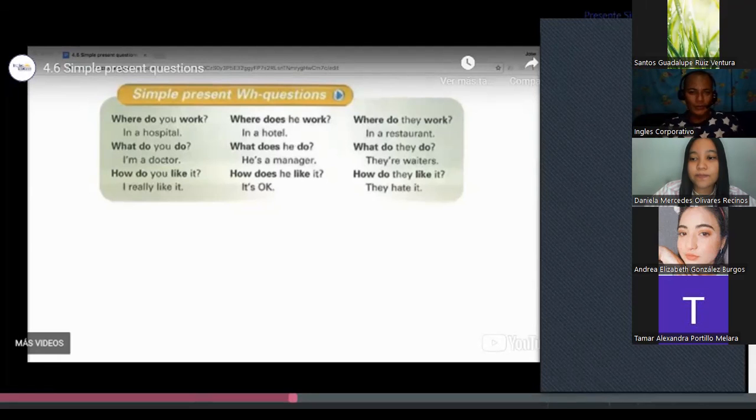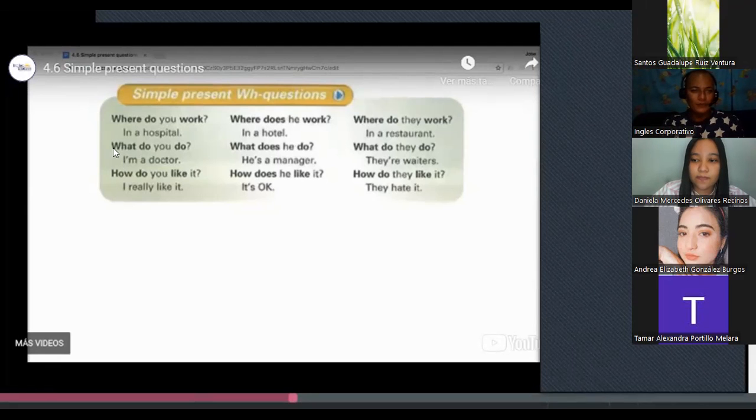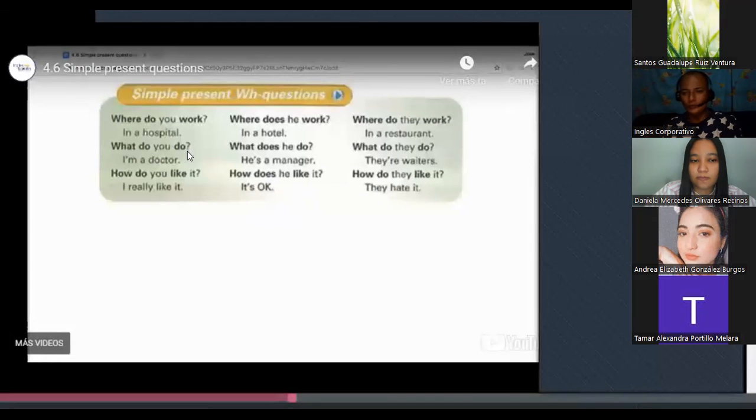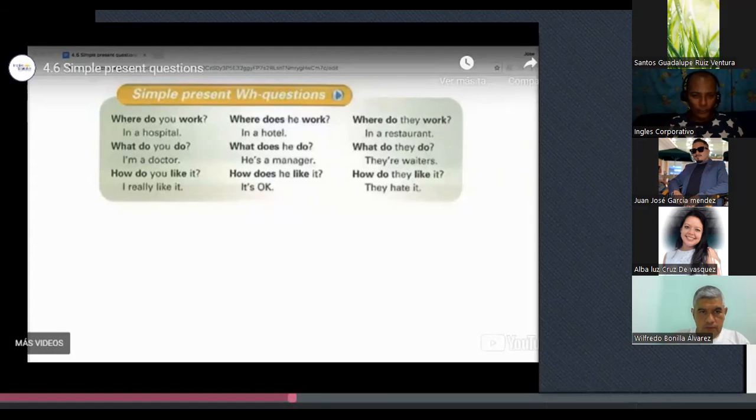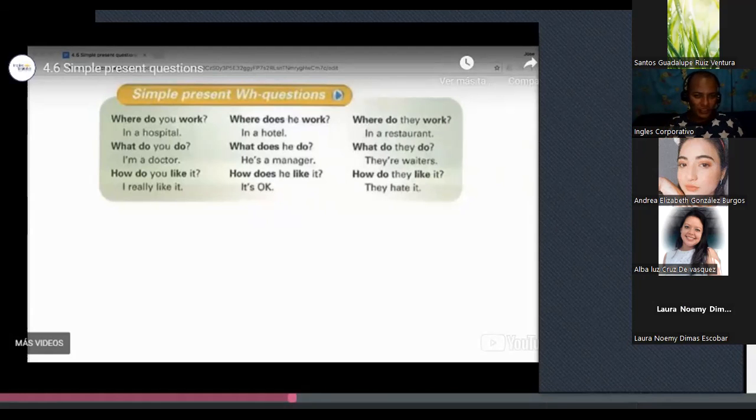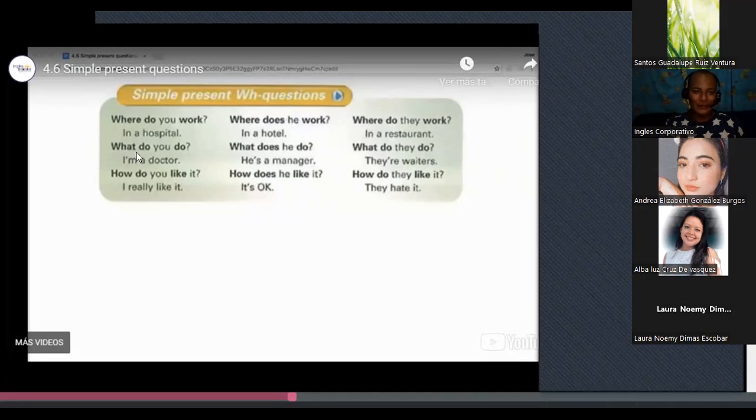Right? Entonces, vamos a practicar estas tres preguntas. Primero, what do you do? Repeat, what do you do? La siguiente, where do you work? Recuerden, esta es what. What do you do? Acá es where, de lugar. Where do you work?